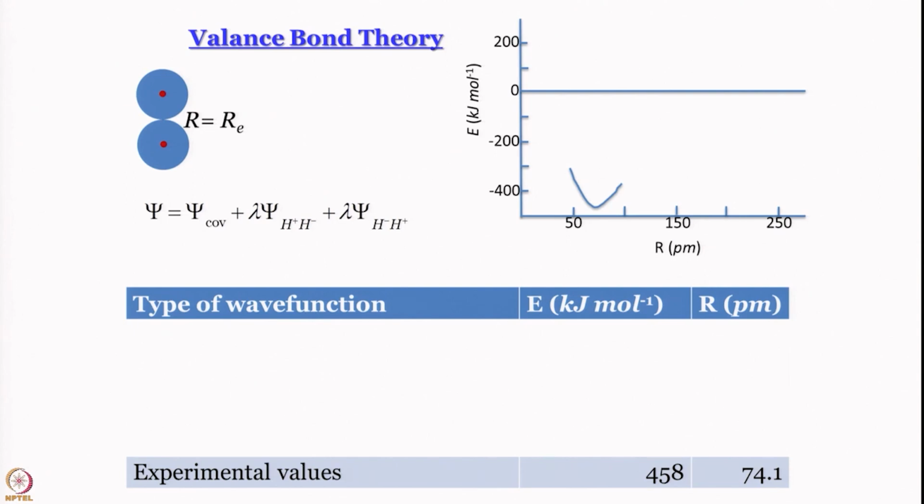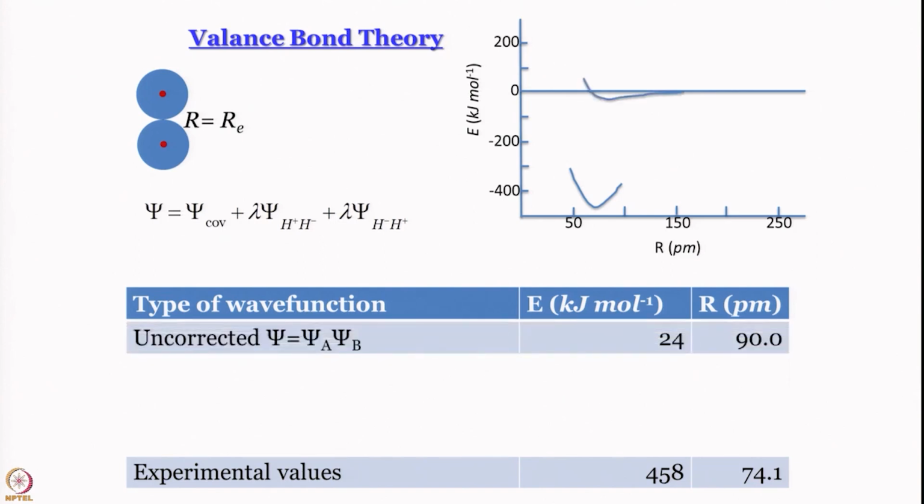What are we doing here? We are trying to use this kind of wave function, and we will see what happens when you bring in terms one by one. First, let me show you the plot for the uncorrected wave function psi A psi B. Even that has an energy minimum, but very shallow. This gives you a stabilization of 24 kilojoule per mole only compared to 458, and the equilibrium bond length also is much longer, 90 picometer compared to 74 picometer, not so great.